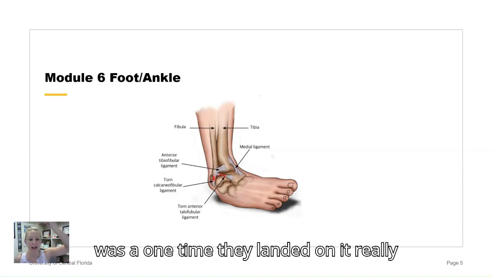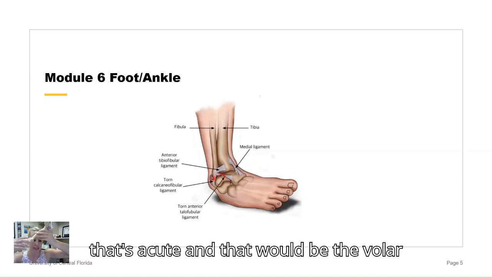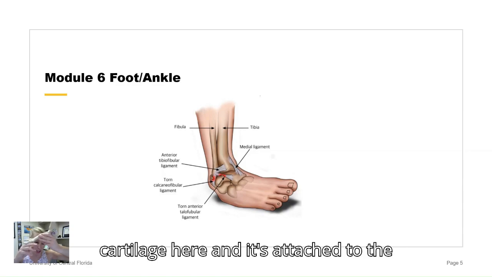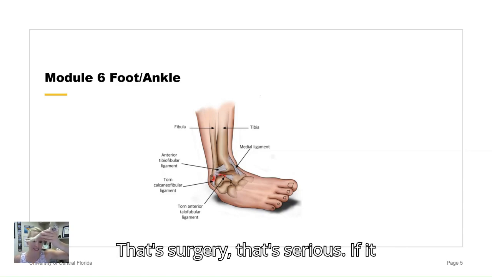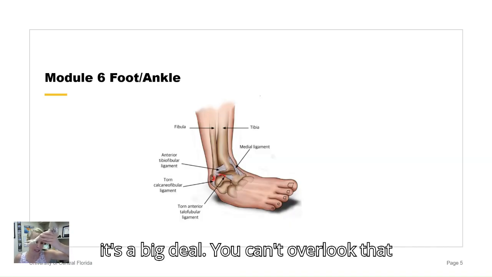But if it was a one time, they landed on it really hard and they felt a pop or something, that's acute, and that would be the volar plate injury. So underneath, in the modules, I talked about how there's a piece of cartilage here and it's attached to the tendon and it pulls off and it ruptures. That's surgery. That's serious. If it doesn't get surgery, the career is ended. It's a big deal. You can't overlook that.